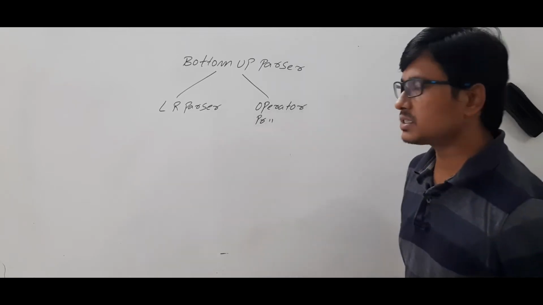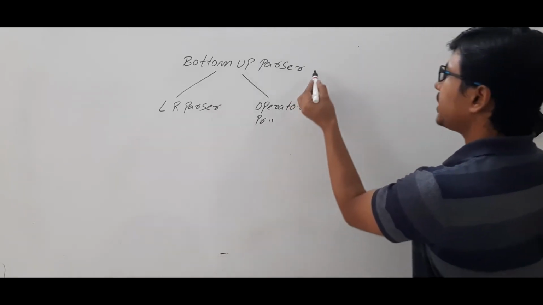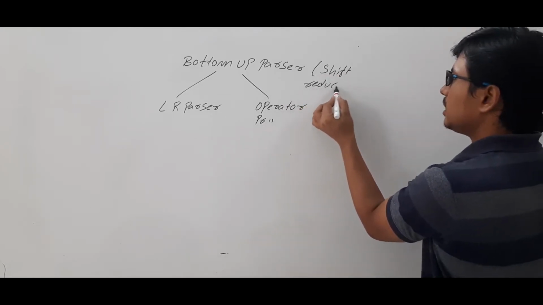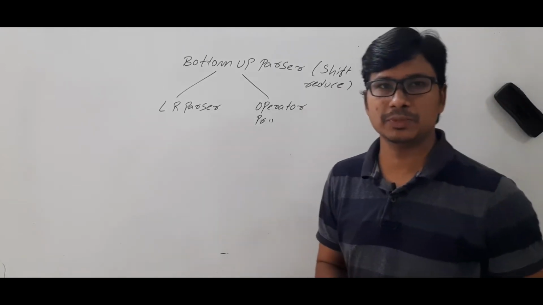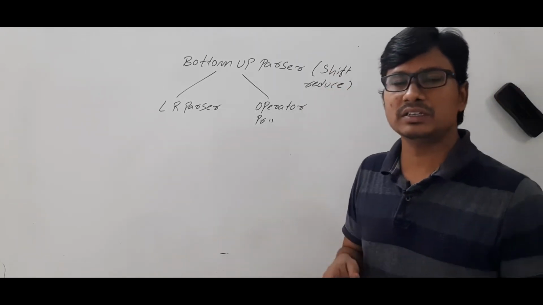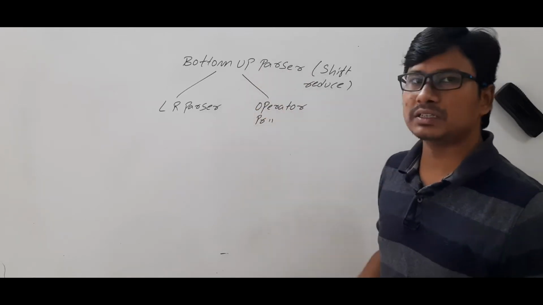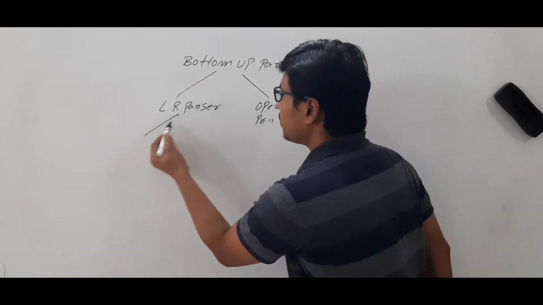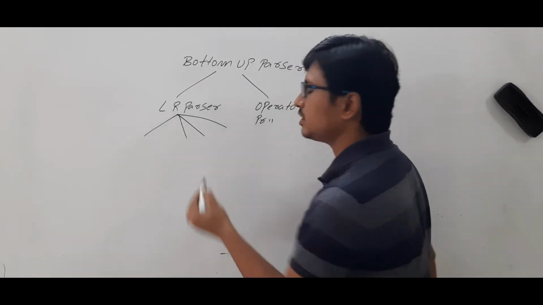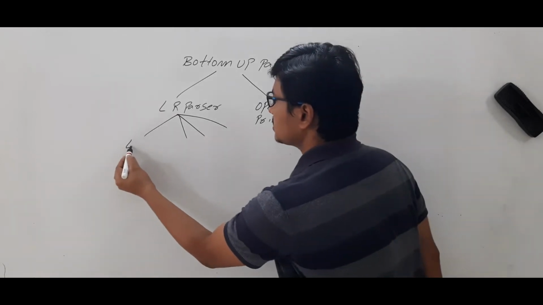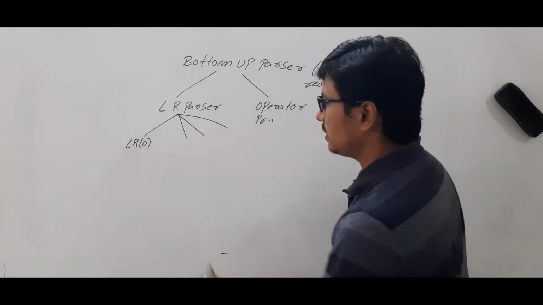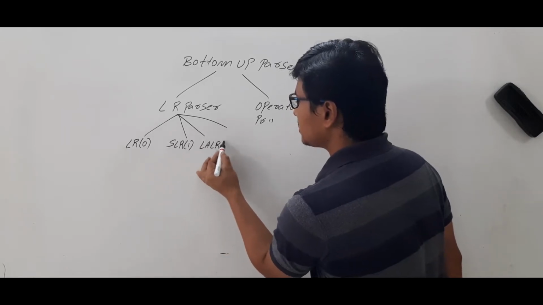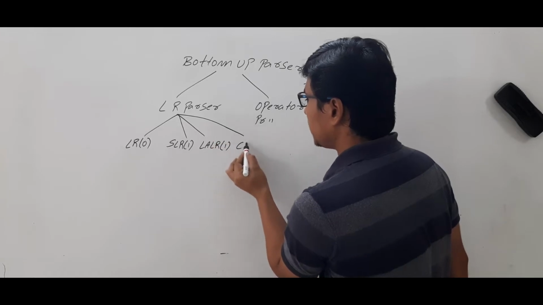Now, the bottom-up parsers are also called shift reduce parsers, because here we basically perform two operations: one is shift, another one is reduce. So the bottom-up parsers can also be called shift reduce parsers. Now, LR parsers are again broadly classified into four types: LR0, SLR1 parser, LALR1 parser and CLR1 parser.